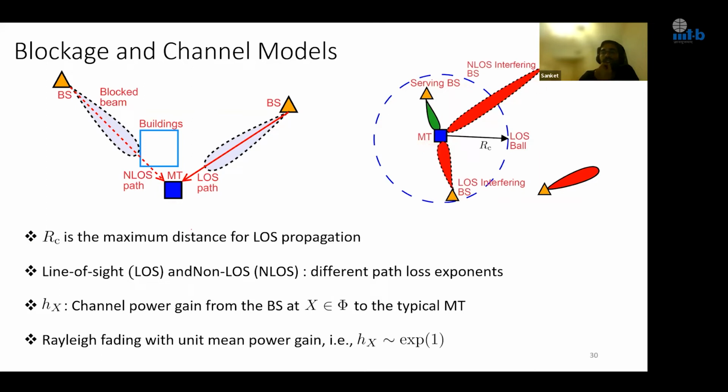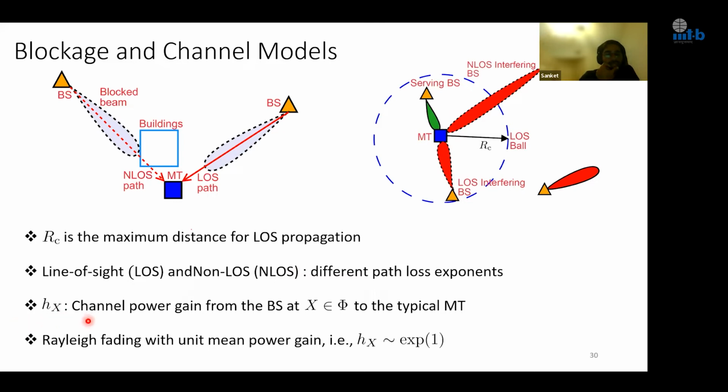The base stations that lie outside this ball have a non-line of sight communication to the user. So in this case, this base station is an interfering base station, but it has a non-line of sight transmission to the mobile terminal. While this base station is still an interfering base station because it is farther than the serving base station, and it has no line of sight communication to the mobile terminal. So this is the line of sight ball model for characterizing blockage.